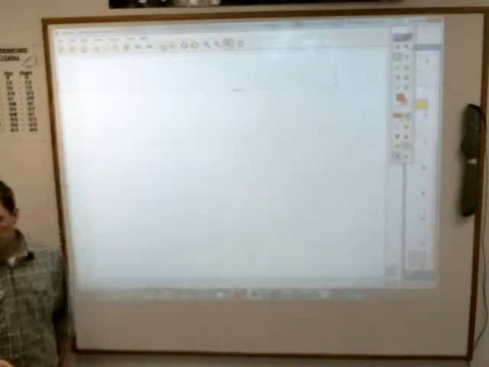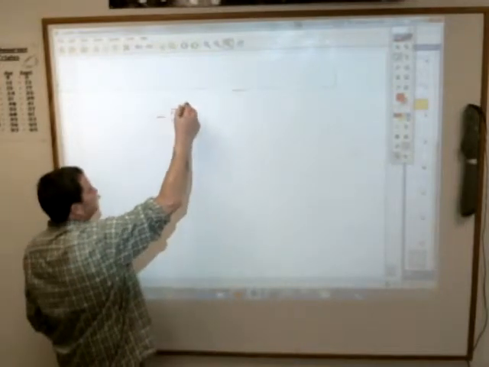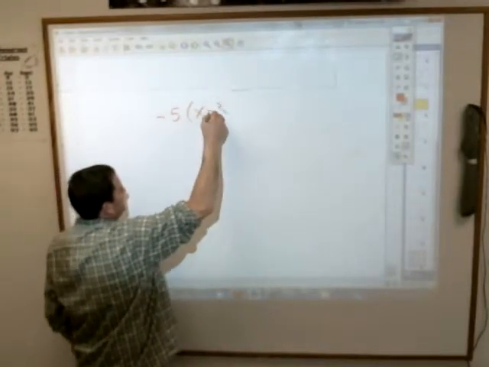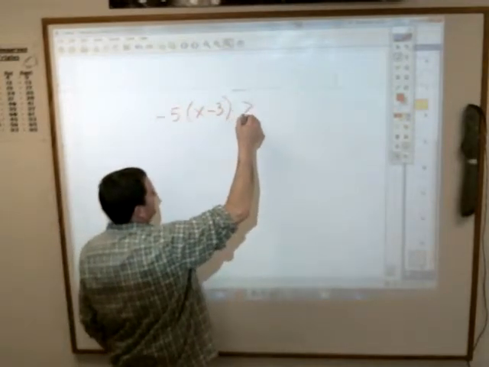Let's look at another one. This one's going to get slightly more complicated. I know you're very excited about that. How about this one? Negative 5 times x minus 3 is greater than 5 times x minus 3.